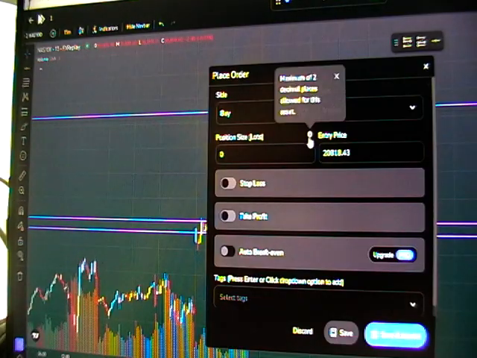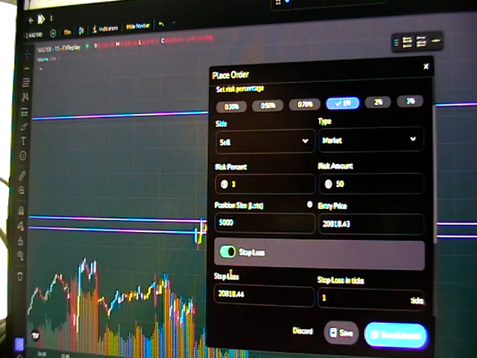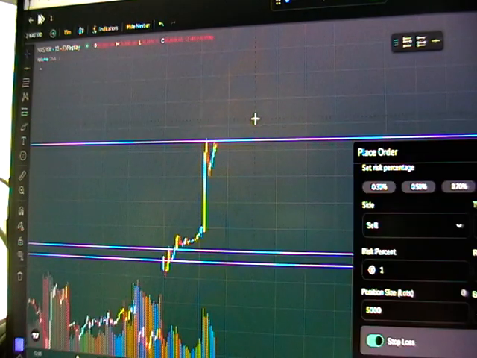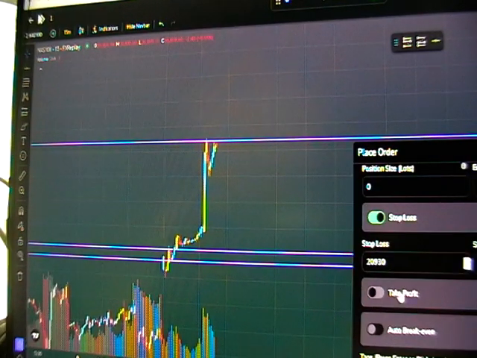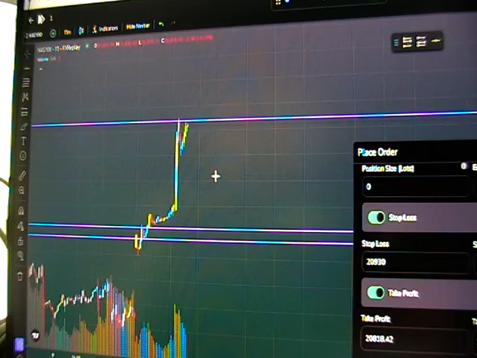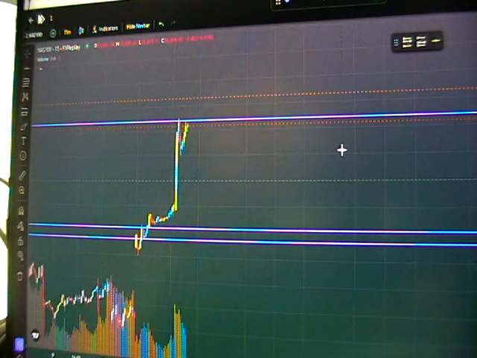So now we will place order. We will go sell. You're risking 1%. We can put the stop loss like 930. But we can short it for like 2600, I guess. Yeah, 2600. Alright. Let's see this.